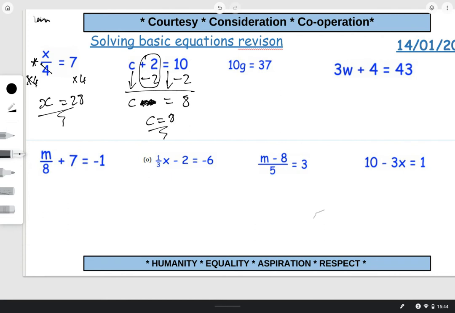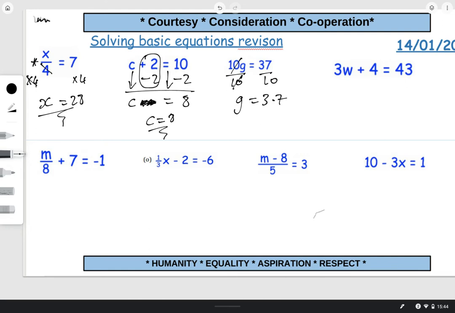Okay, next one, 10g equals 37. This just means 10 times g equals 37. So do the inverse, divide by 10, divide by 10. So this cancels out with this 10. I'm left with g equals 3.7.